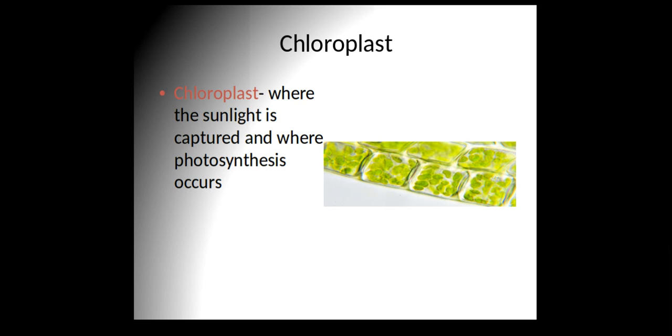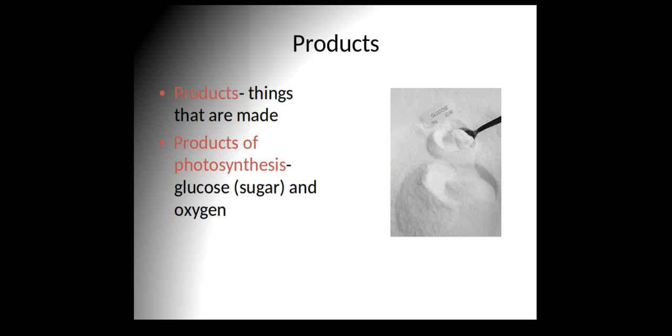This is where all three things are combined to make two new things, where the sunlight that is used for photosynthesis is originally captured and stored. Please write down what is in black, where the sunlight is captured and where photosynthesis occurs. Now, the products of photosynthesis are the things that are made. The first thing that is made, the first product, is glucose.